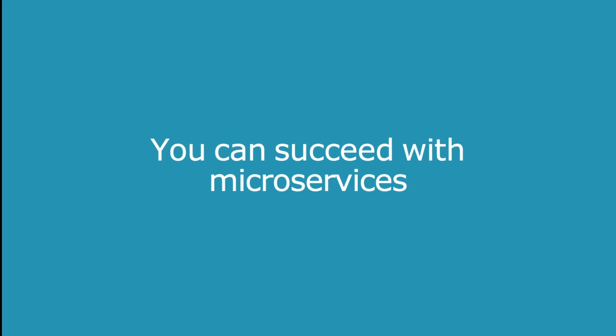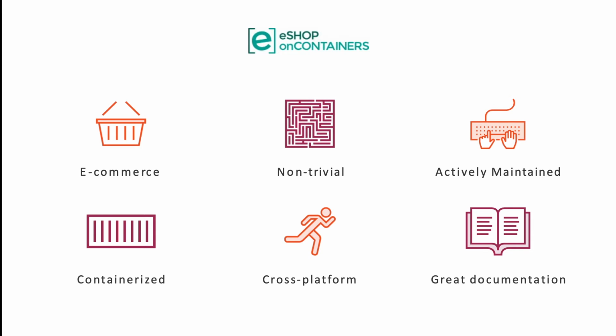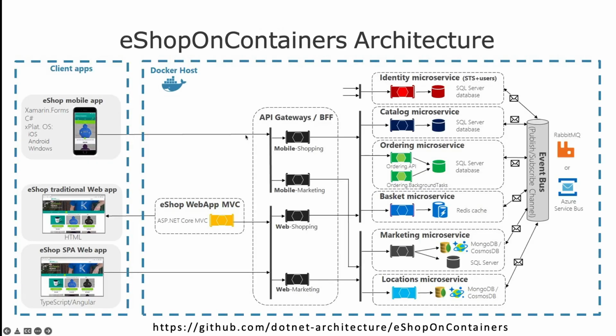So we can succeed with microservices. There are a lot of projects running with a microservice architecture, and one of them is a proof of concept developed by the Microsoft team called eShop on Containers. It's an e-commerce platform, a non-trivial application, actively maintained by the Microsoft team, meant to use containerization technology, cross-platform, and very well documented. In this example, you can see the boundaries between different business capabilities: identity, catalog, ordering, basket, and other microservices.